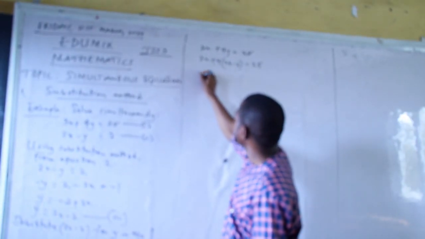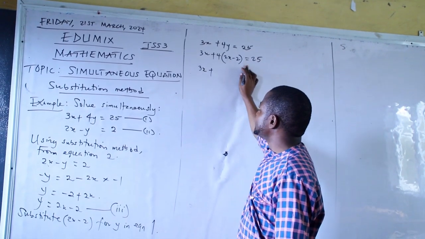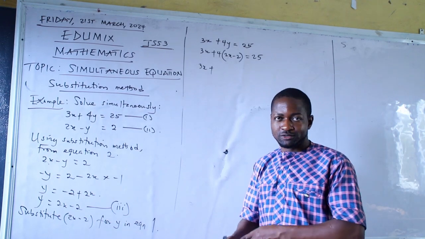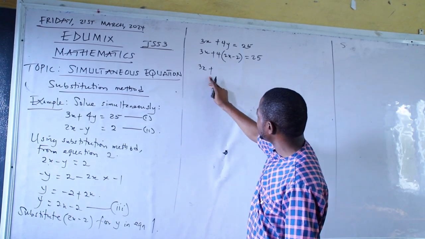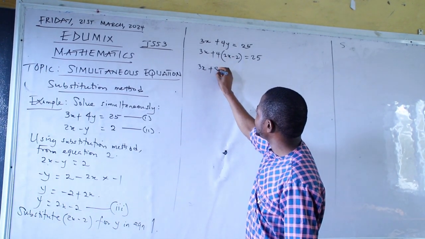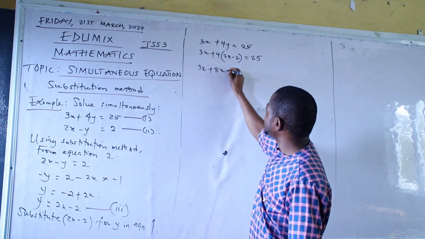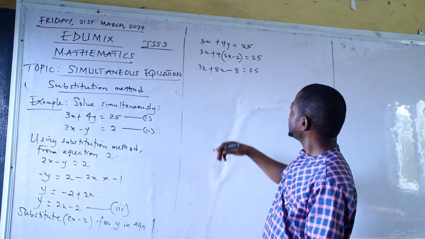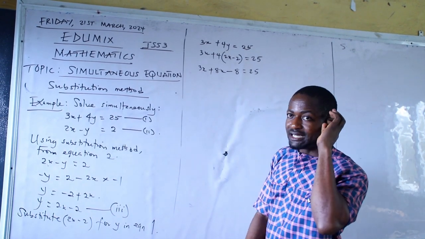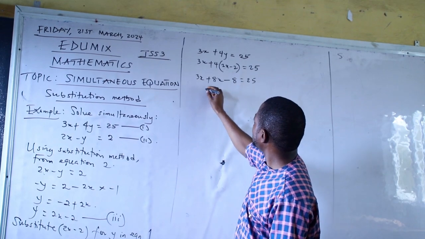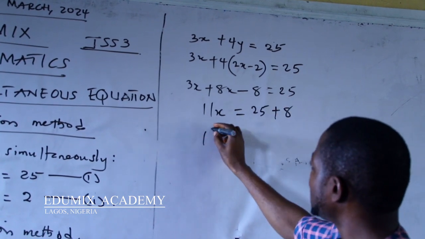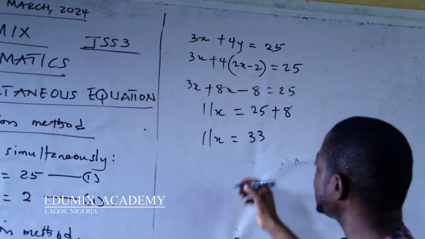So I will say 3x, then this 4 multiplies this bracket. Like I always teach my students, I use the baby method. Plus times plus is plus, as you can see. Then 4 times 2x is 8x. Plus times minus is minus. 4 times 2 is 8, equals 25, right? So I'll collect like terms, 3x plus 8x will give me 11x, right? Now, 25, I'll bring minus 8 here, it becomes plus 8. So 11x is equal to 33.